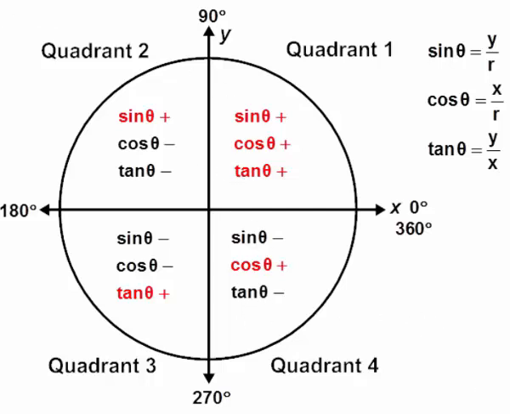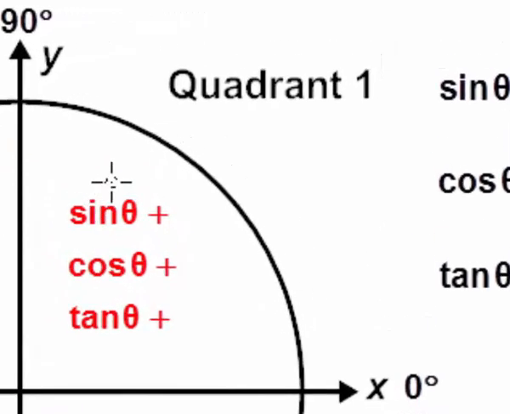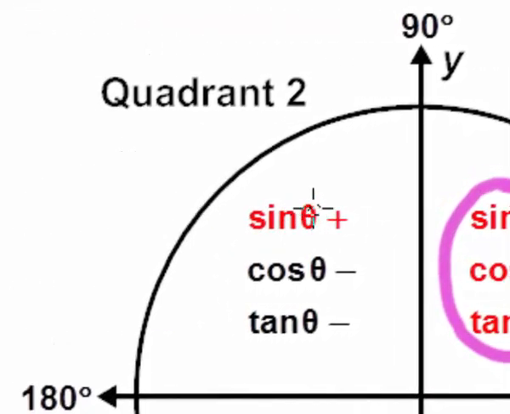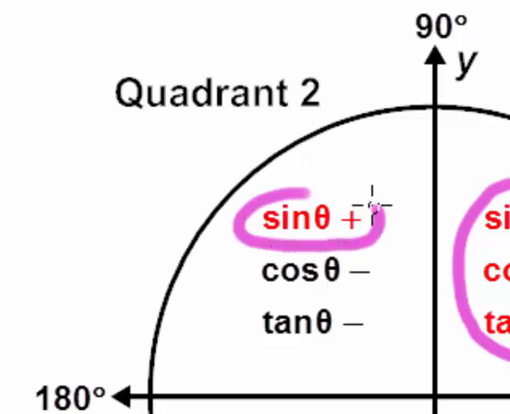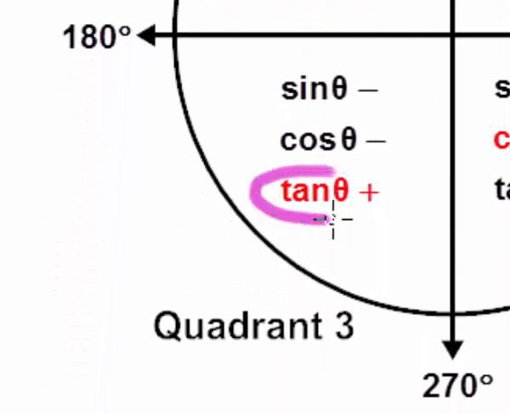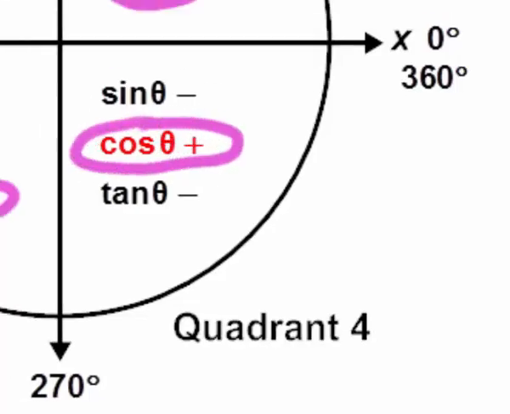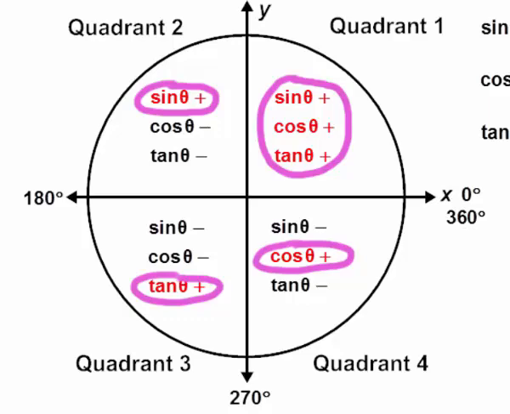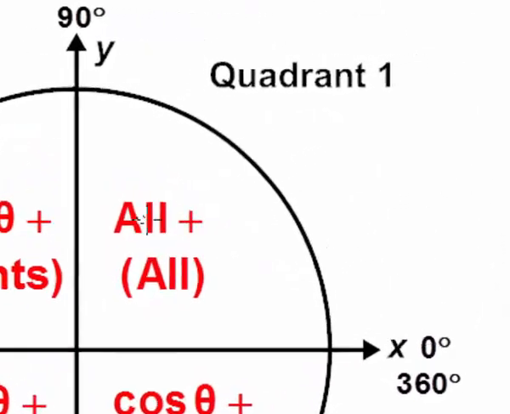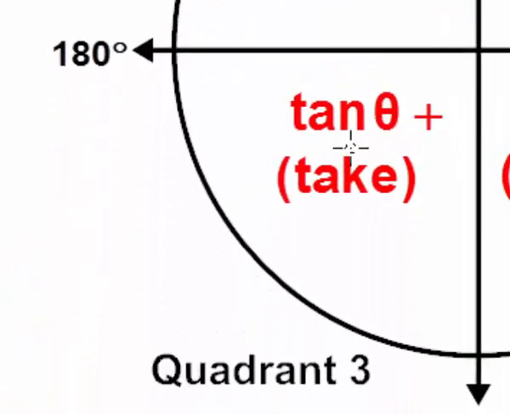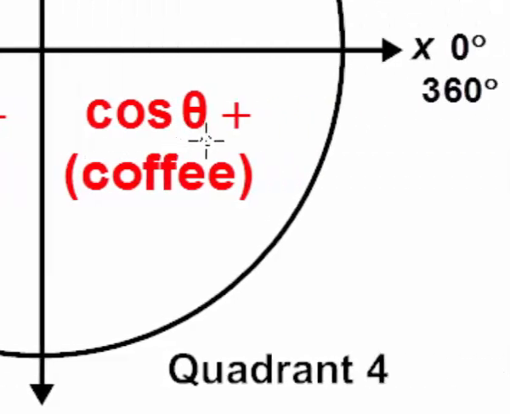The important thing to remember, and this is so important here, is that in the first quadrant, all three trig ratios are positive. In the second quadrant, sine is positive. In the third, tan is positive. And in the fourth, cos is positive. Okay, the rest are negative. Now, if we summarize that, if we go to another table, all are positive in the first quadrant. Sine is positive in the second, tan is positive in the third, and cos is positive in the fourth.